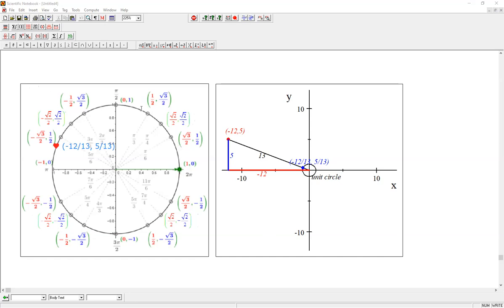How about the other point, (4/5, 3/5)? Yes, it does have a point on the unit circle. It's probably here, so let me put an arrow here. That point is going to be (4/5, 3/5), and this was the point we found from capital A.